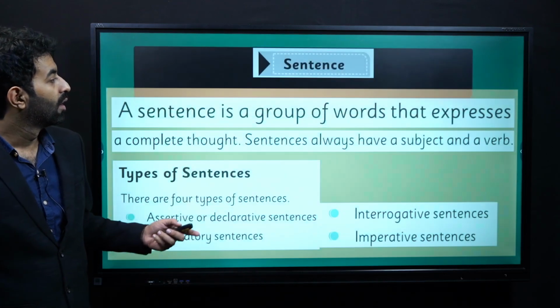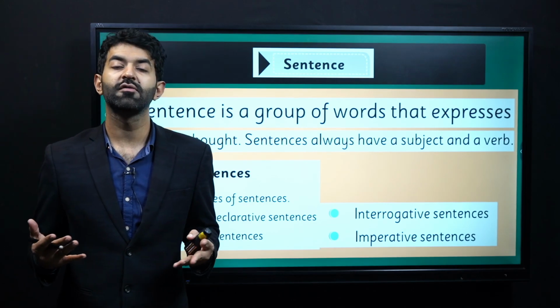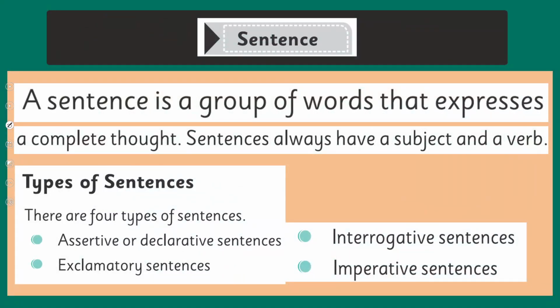Now, let's talk about a sentence. How do you define a sentence? A sentence is a group of words. We know several words or a group of words make up a sentence, and it expresses a complete thought. It means your sentence is complete in its understanding and thought. The meaning should be very clear. Sentences always have a subject and a verb. Subject is the doer of the action or for which something is said, and also verb. It must have an action.